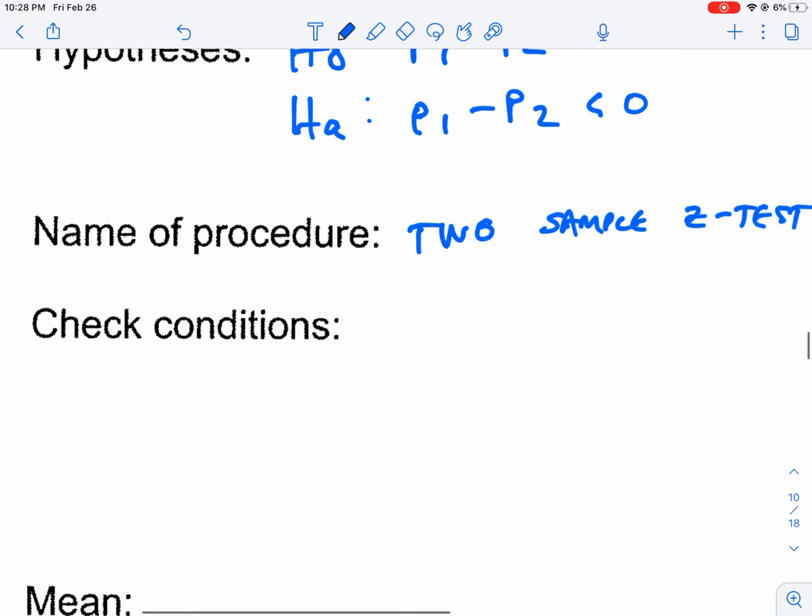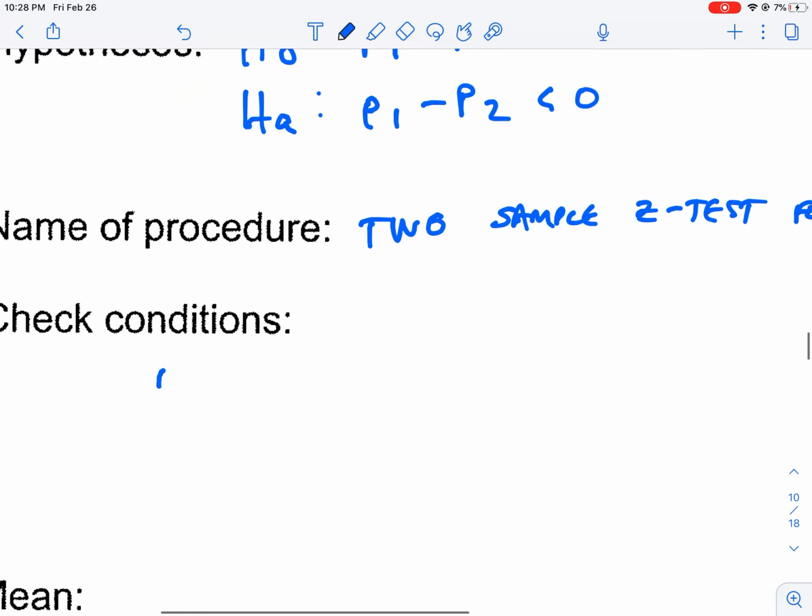The first one that we want to check is that things are random. And that's going to allow us to make determinations about the population. If we look up here, we see the words random sample and also random sample. So what we'll put here for random, in quotes, is random sample. So that fulfills our criteria.